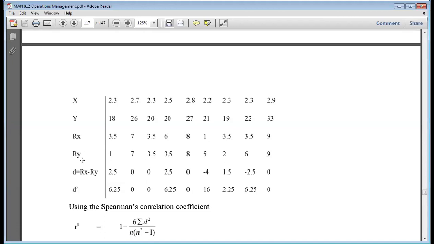Then next, rank the Y. Ranking the Y now, the highest there is what? The highest in Y is what? 33 now is the highest for Y. 33 is 9. Followed by which one? Followed by 27, which is 8. Followed by 26, which is 6. Followed by 21, which is 5.